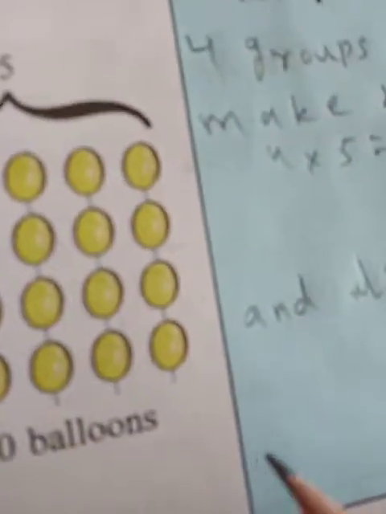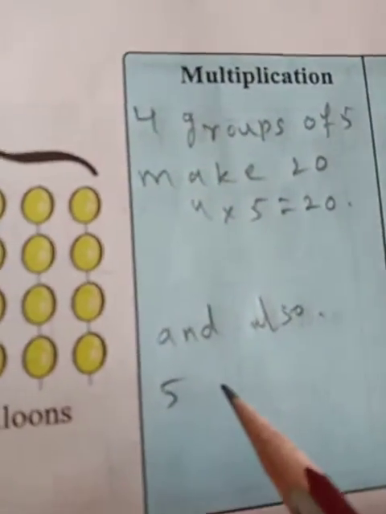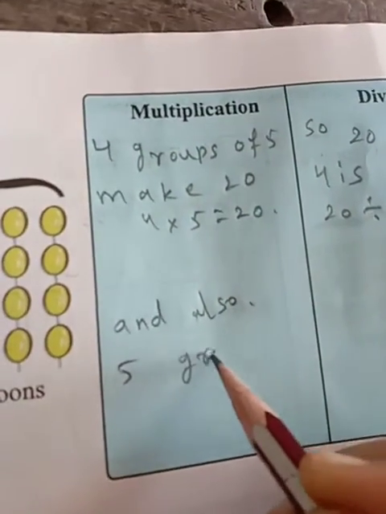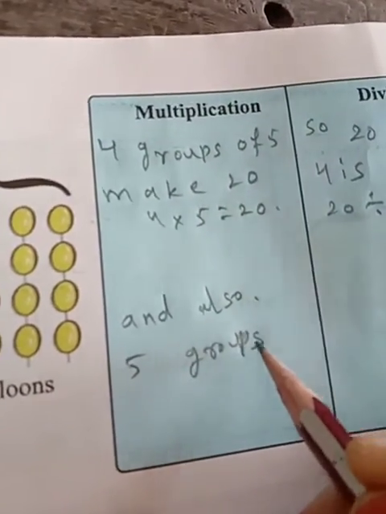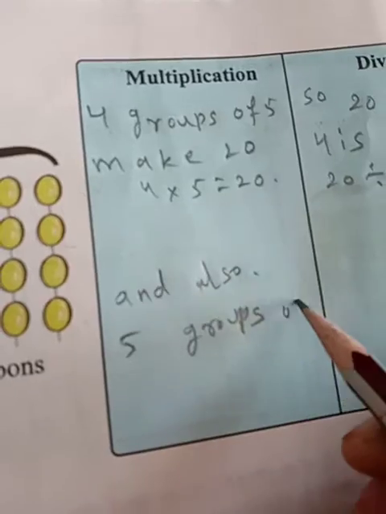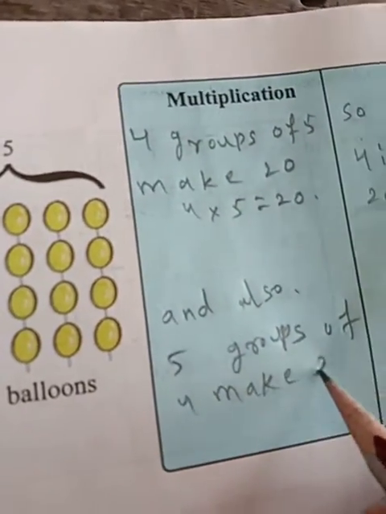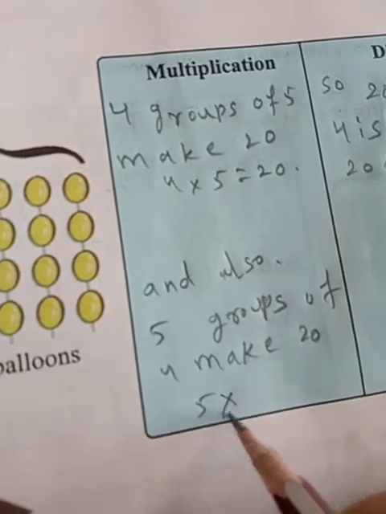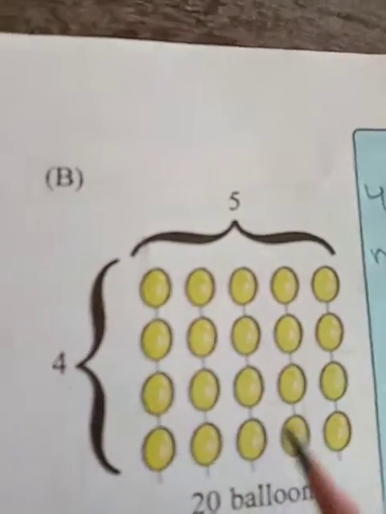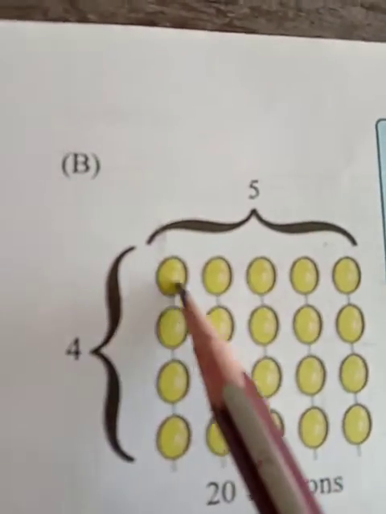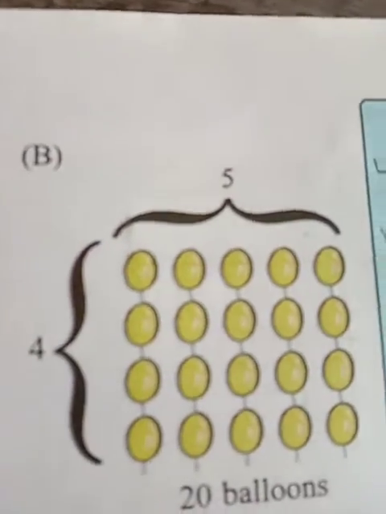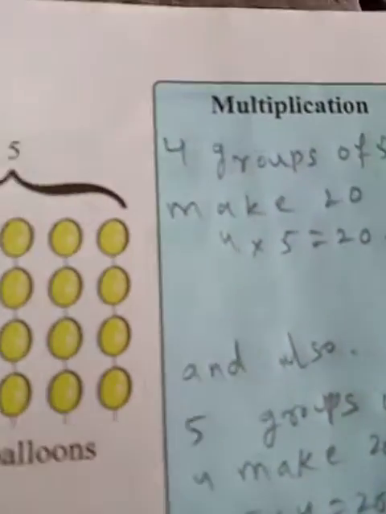And also see here, 5 groups of 4 make how many? 20 here also. 5 4s are 20. See here, 5 groups, each group has 4. So 5 4s are 20. So the division method.